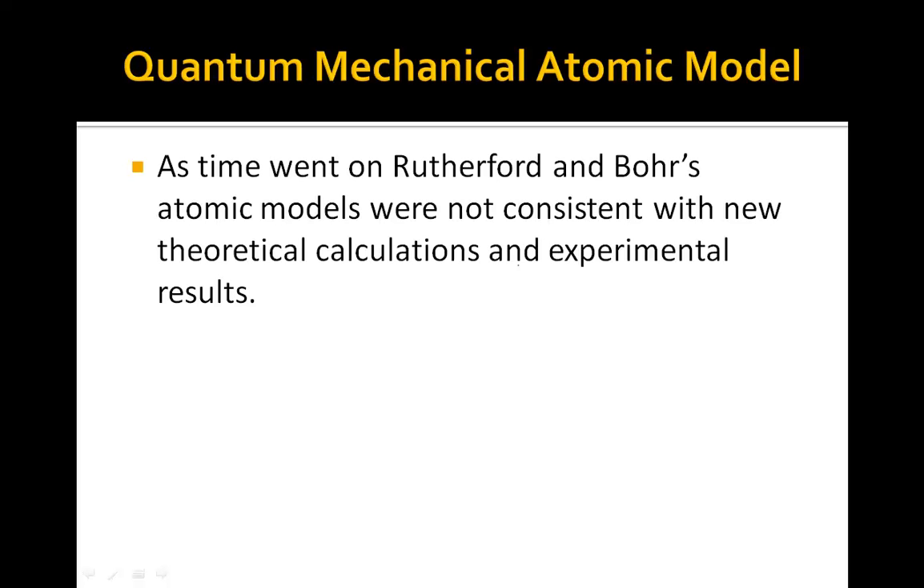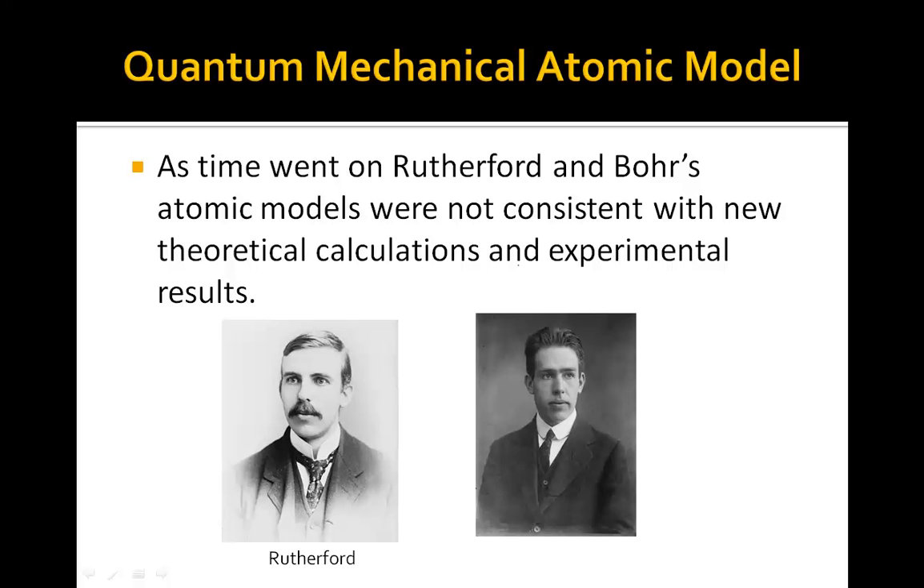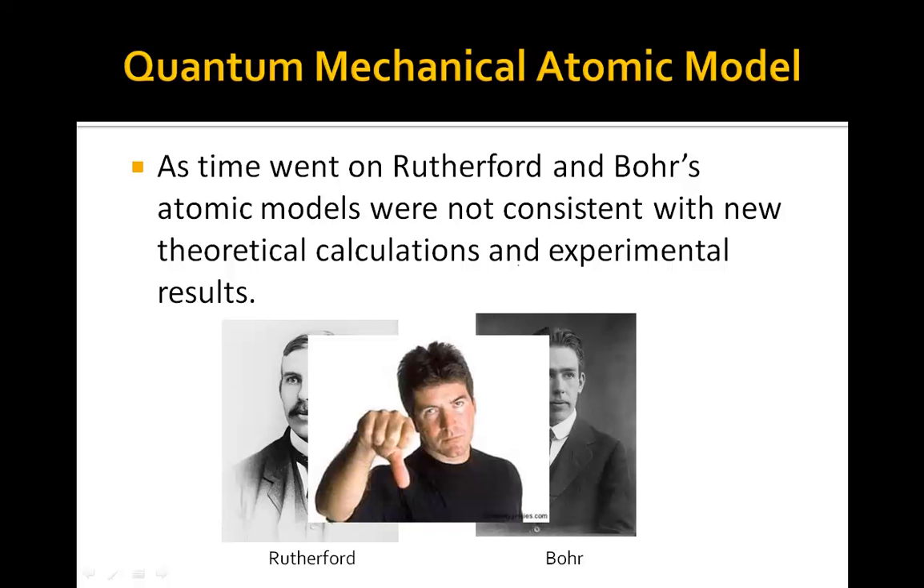However, as time went on, we saw that Rutherford and Bohr's atomic models were not very consistent with new theoretical calculations and experimental results. As better equipment came along and more experiments were run, it turned out that the information those new experiments came up with did not really support Rutherford or Bohr's atomic models completely. So what that meant was we had to come up with a new atomic model. Here's a picture of Rutherford, here's a picture of Bohr, and Simon's saying thumbs down because unfortunately their atomic models were not correct anymore, or not exactly correct.